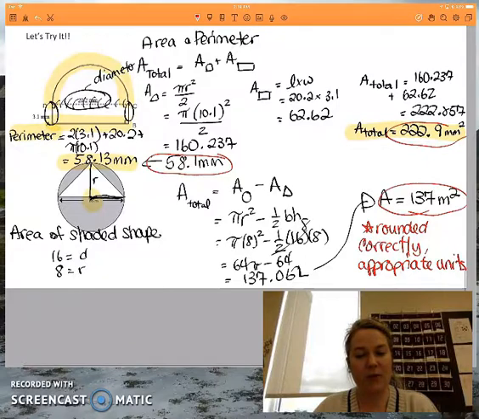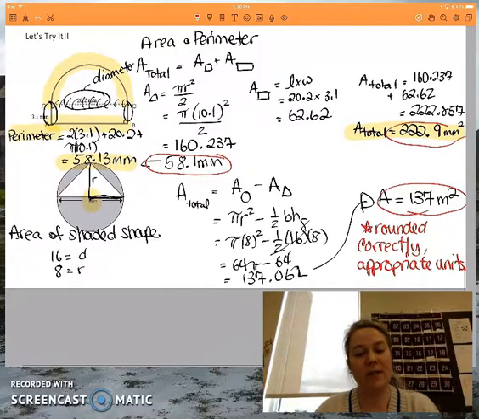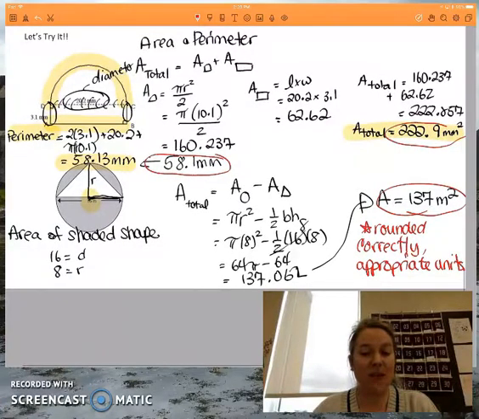So when we continue through the math there, we get 64 pi minus 64 gives you 137.062. Of course, that's rounded. And then I'm going to round it to the appropriate number of decimal places. The question gives us no decimal places. So as my general rule of thumb, I'm going to take that to the same rounding, 137, and the appropriate units, meters squared.